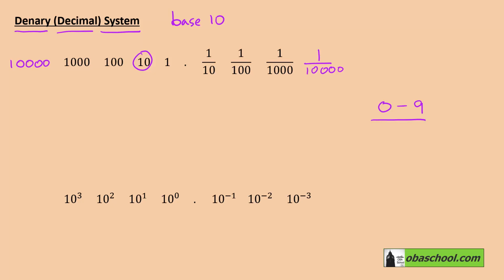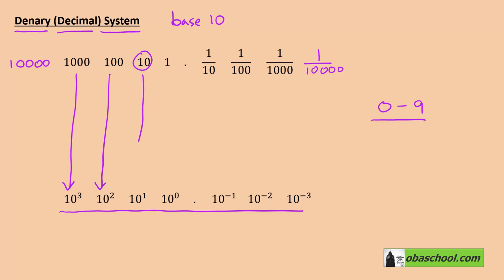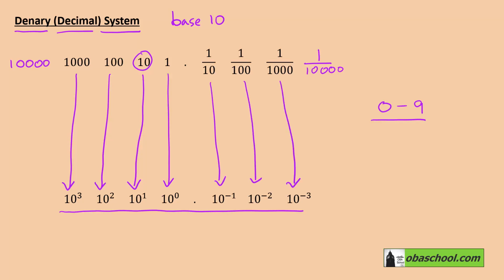Another way of representing these number columns is with powers. So 1000 is 10 cubed, 100 is 10 squared, 10 to the 1 is just 10, 10 to the power 0 is 1, 1/10 is 10 to the negative 1, 100th 10 to the negative 2, 1000th 10 to the negative 3. And obviously we've got columns going off this way and off in this direction.